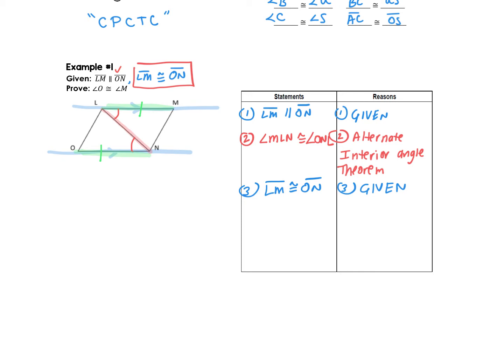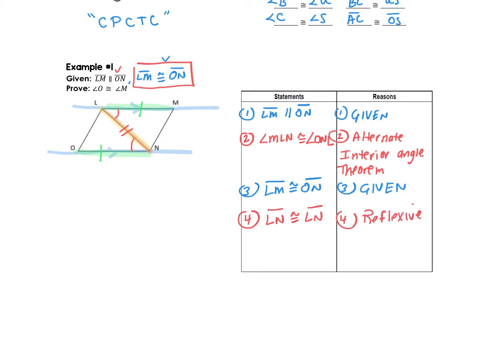Now we're out of given information. Obviously, there's nothing else on our list. We checked off that we used both of those. So now we want to go to the picture. And what I notice is that this side that I highlighted earlier is shared by the two triangles. So that side is going to be congruent to itself by the reflexive property. So in line 4, we're going to go ahead and say that line segment LN is congruent to line segment LN by the reflexive property.